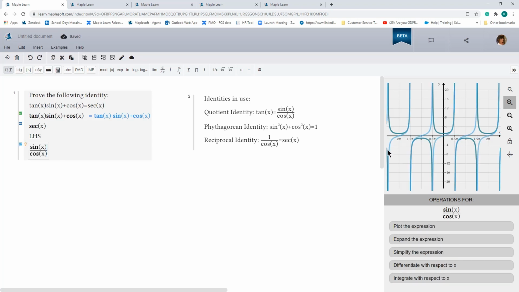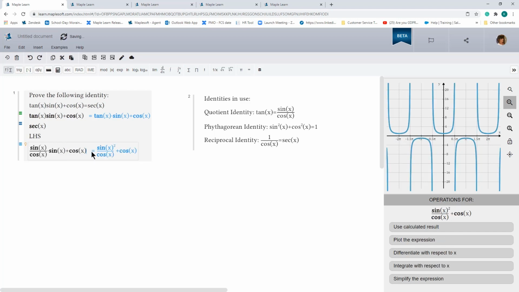You'll see as I've written this down, I get the plot of tan of x over here. So this is showing me right now that this particular expression is not equivalent to this. So I have sine of x over cos of x times sine of x, cos of x. So now they're the same.